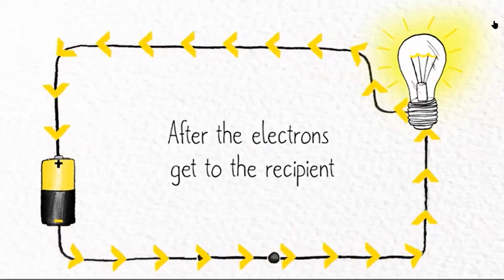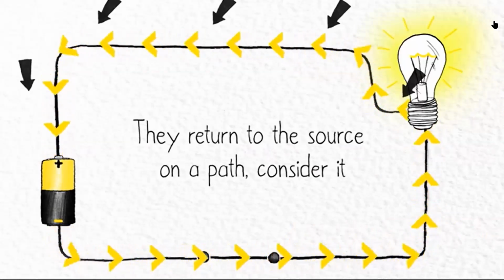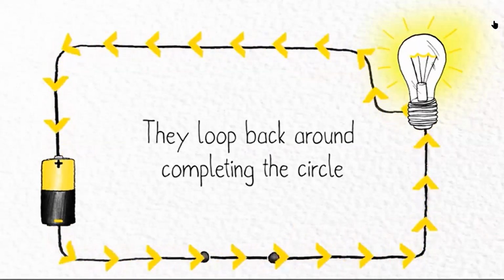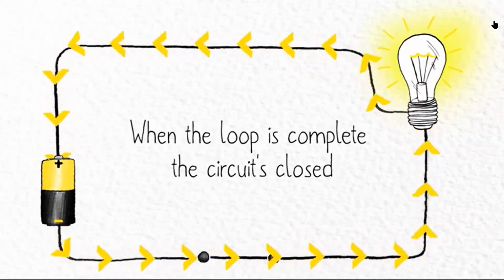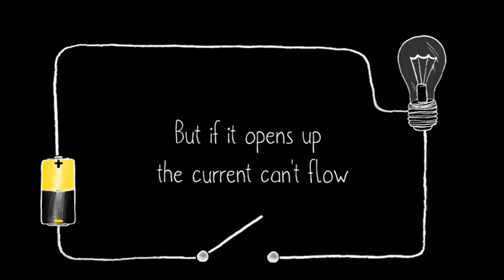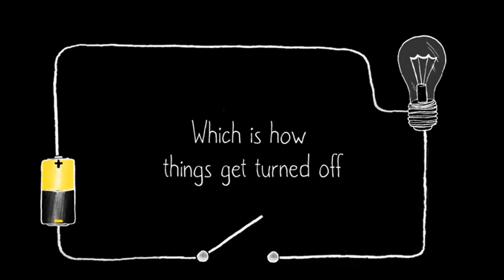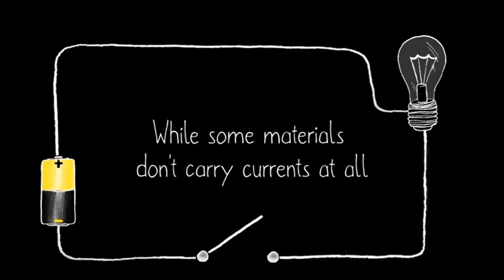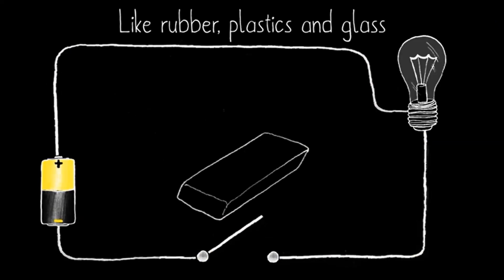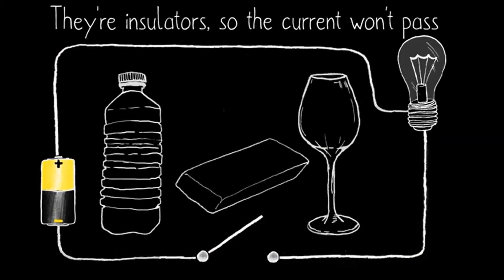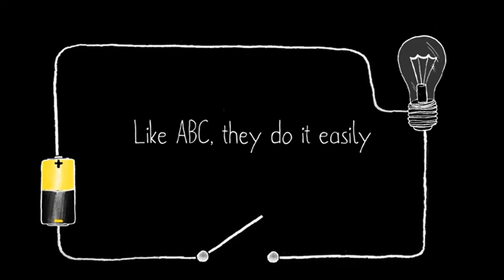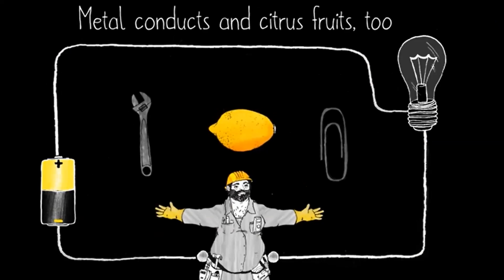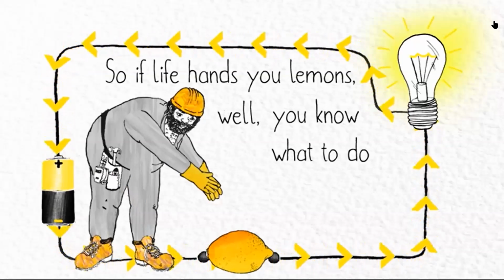After the electrons get to the recipient, they return to the source on a path considerate. They loop back around, completing the circle. They move in the flow that's fast, not a turtle. When the loop is complete, the circuit's closed. But if it opens up, the current can't flow, which is how things get turned off. While some materials don't carry currents at all, like rubber, plastics, and glass. They're insulators, so the current won't pass. But conductors carry currents, you see, like ABC, they do it easily. Metal conducts, and citrus fruits too, so if life hands you lemons, well, you know what to do.